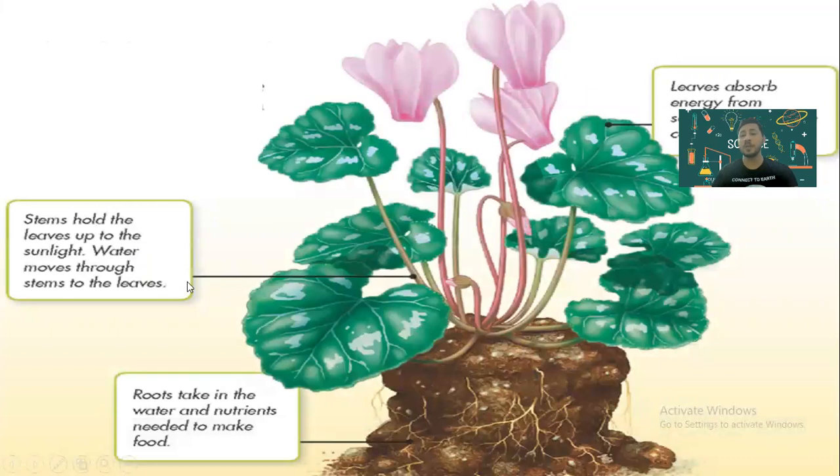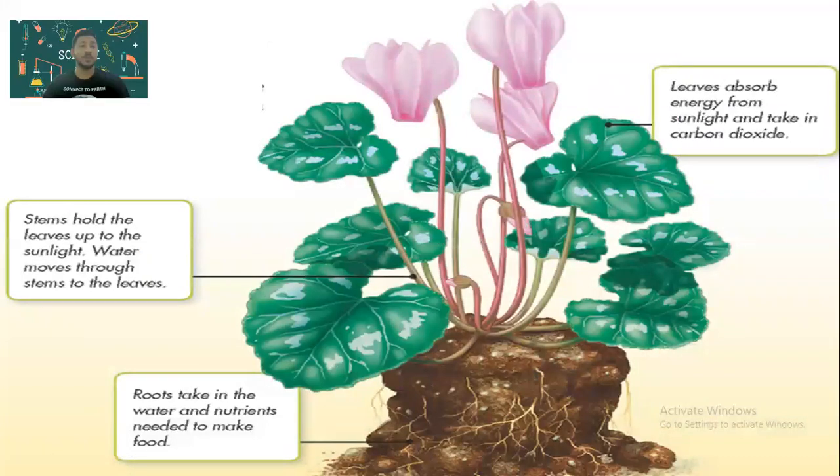How do parts of the plant, like leaves, stem, and roots, help in the process of photosynthesis? First, roots take in the water and nutrients needed to make food. Then the roots give the water and nutrients to the stem. And the stem takes the water and nutrients to the leaves, where photosynthesis takes place. Leaves are the place that absorbs energy from sunlight and takes in the carbon dioxide.